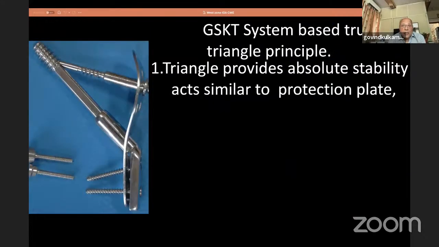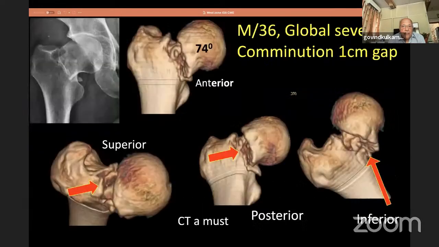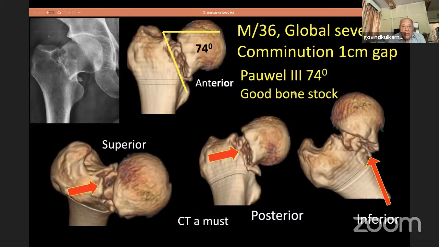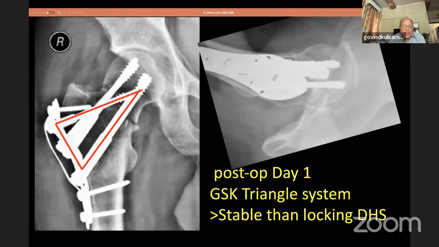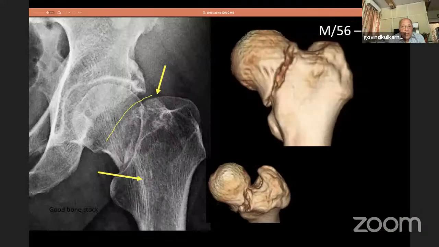We'll go forward. This is the triangle system, which gives absolute stability. This is another case, where all around there is comminution, and there is 74 degrees bone stock. This was treated with the triangular system that I am talking about, and the fracture united nicely.